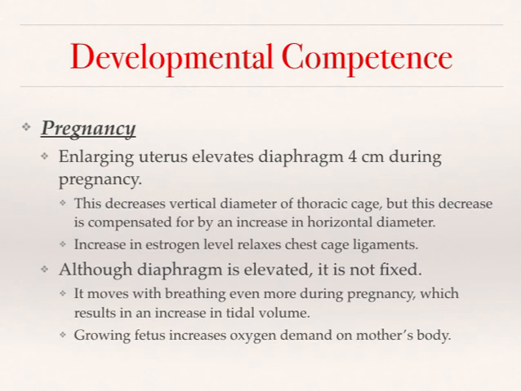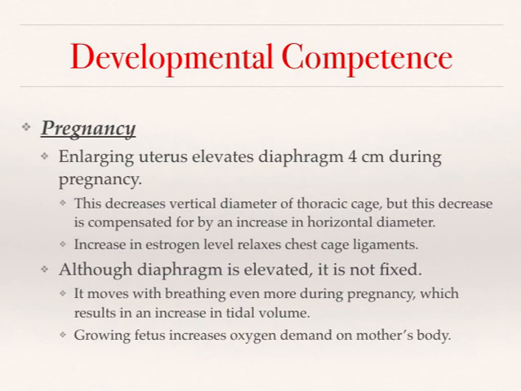So it's increasing the vertical diameter of the thoracic cage, but it's usually compensated by an increase in the horizontal diameter, going out horizontally versus upwards. With pregnancy, your hormones have a huge impact on your tendons, ligaments and muscles. The estrogen lets the chest cage ligaments relax, just like it does in the pelvis. Essentially the diaphragm moves more during pregnancy, so you have an increase in tidal volume, which compensates for that upward pressure.